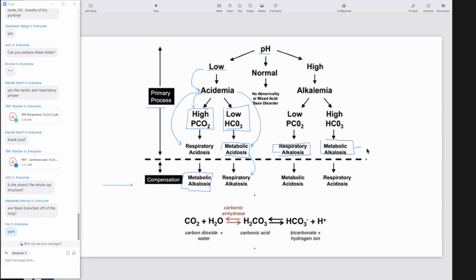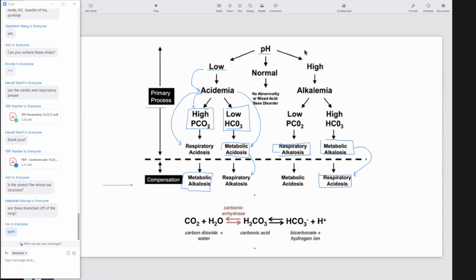If you're causing a basic change in your blood from some metabolic reasons, you can start hypoventilating to create respiratory acidosis. So these are just different things that the body can do. If you're breathing too fast, it can counteract that with a metabolic process. If you have some metabolic process changing the pH of your blood, your lungs can compensate for that as well.